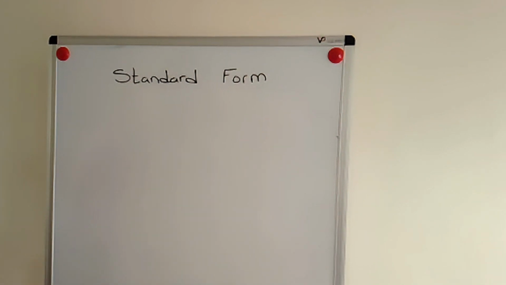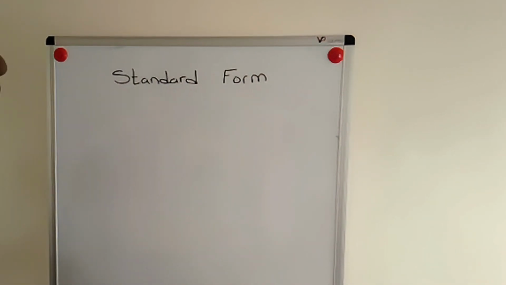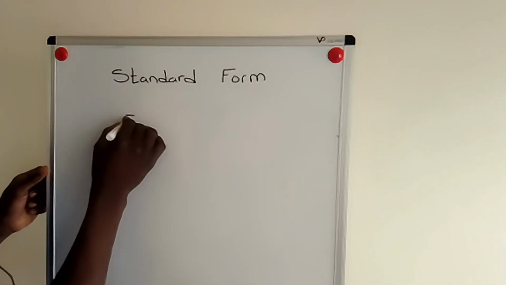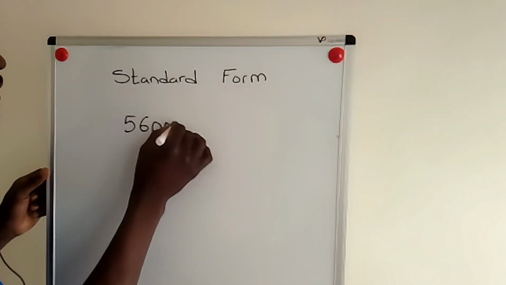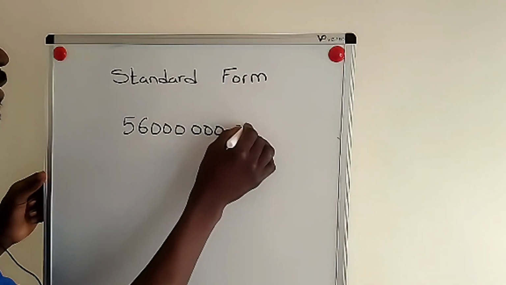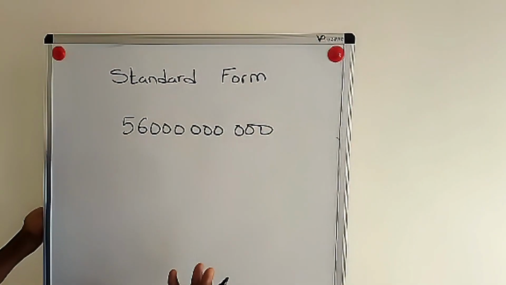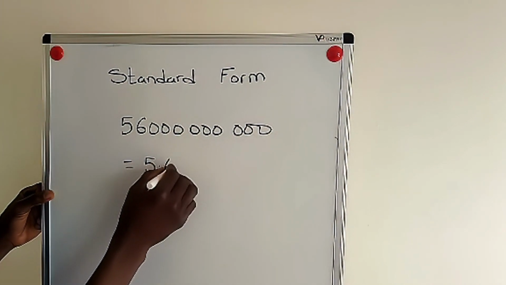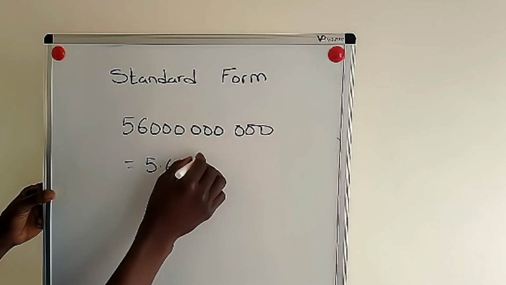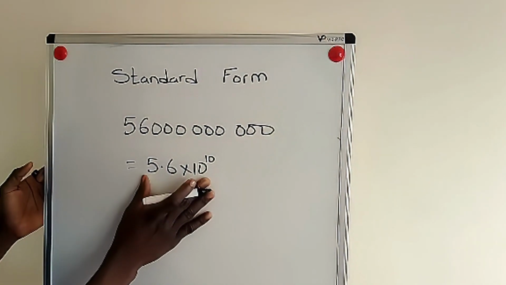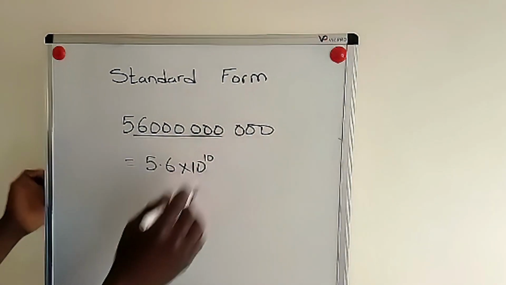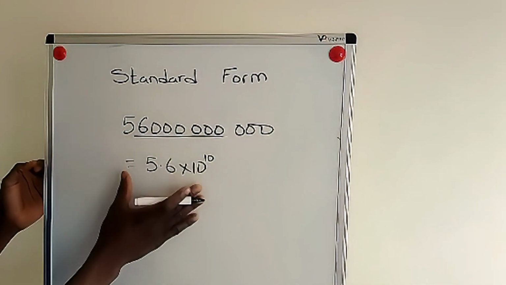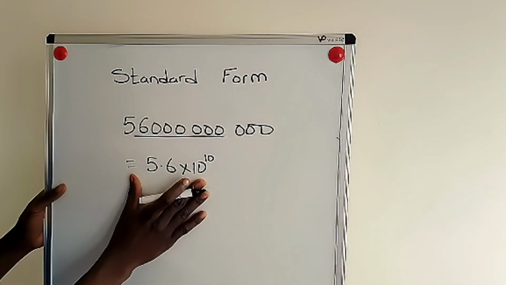First, I'm going to show you what an ordinary form looks like. A number in ordinary form is, for example, 56 billion. This number is in its ordinary form, and if I want to write that in standard form, it's going to be 5.6 times 10 raised to the power of 10. So this is standard form and this is ordinary form. This is a very big number which has been written in a more convenient way.